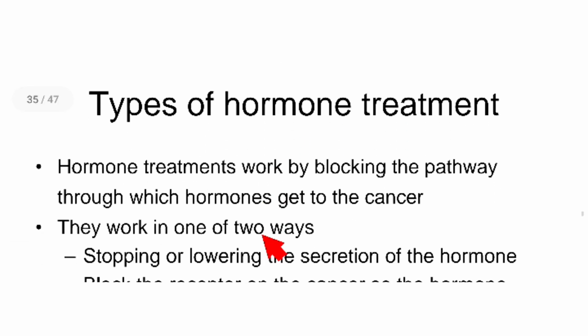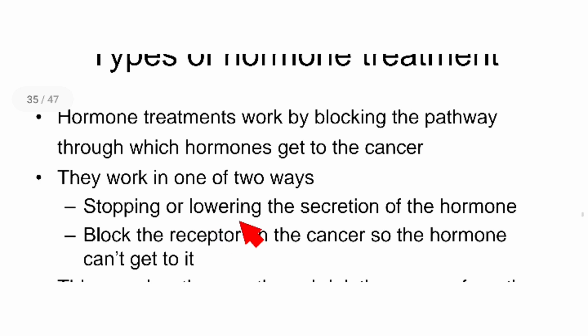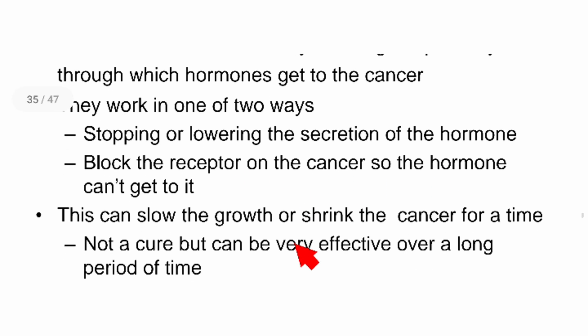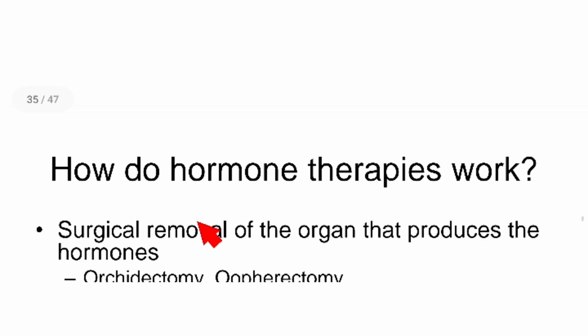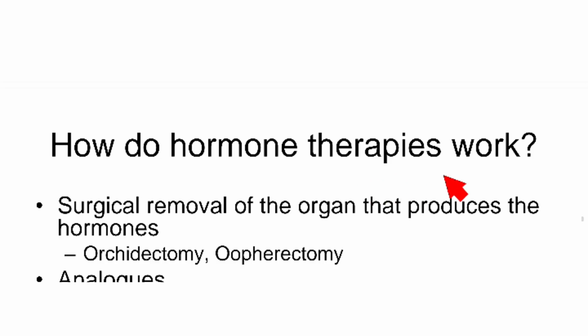Types of hormonal therapy. Hormone treatments work by blocking the pathway through which the hormone gets to the cancer. They work in one of two ways: stopping or lowering the secretion of the hormone, or blocking the receptors on the cancer so the hormone cannot get to it. This can slow the growth and shrink the cancer for a time. It is not a cure, but can be very effective over a long period of time. How does hormone therapy work?